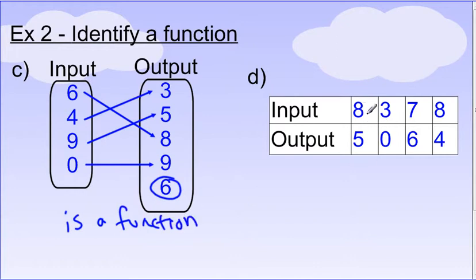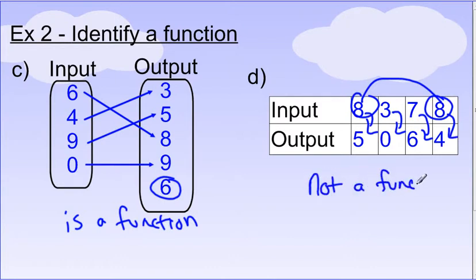Letter D. 8 goes to 5, 3 goes to 0, 7 goes to 6, 8 goes to 4. That is a conflict. This input, if you hit 8 here, you get a 5, you hit 8 there, you get a 4, that machine's busted. You should not get a different answer for hitting the same button on the machine. So this is not a function. Okay? So functions, every time you hit the same button, you get the same answer. If it's busted, if you hit the same button, you get two different answers, it's not a function. The machine's busted.